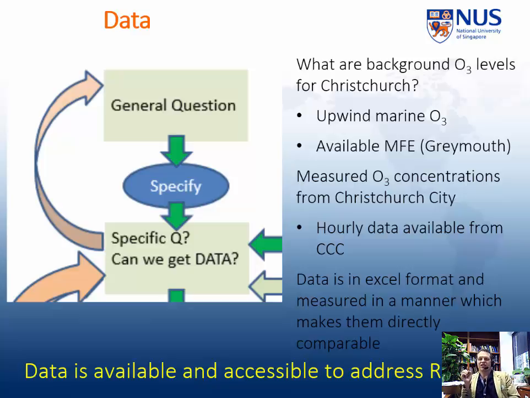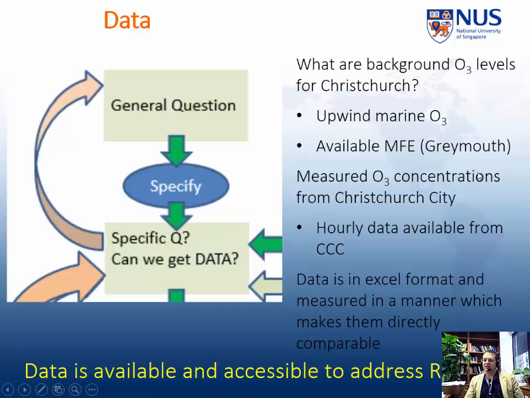So what we want is the upwind marine concentrations of atmospheric ozone. People haven't affected those concentrations, and if people weren't in Christchurch, that would be the concentration you would measure in Christchurch. Greymouth is a town on the coast, so it may be something that is useful. Now, okay, all fine and dandy. Can we get data? Well, we can.